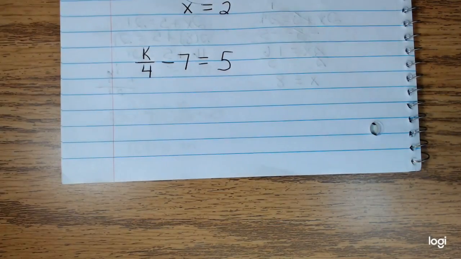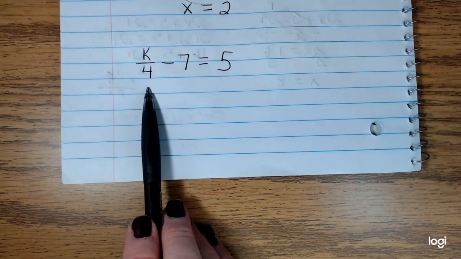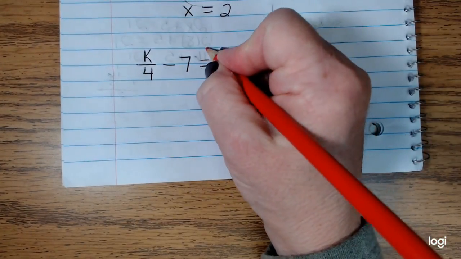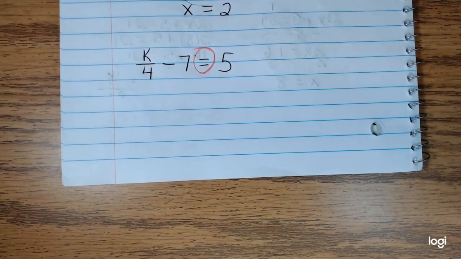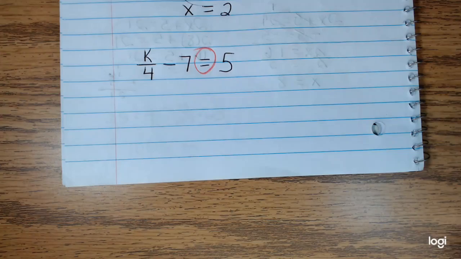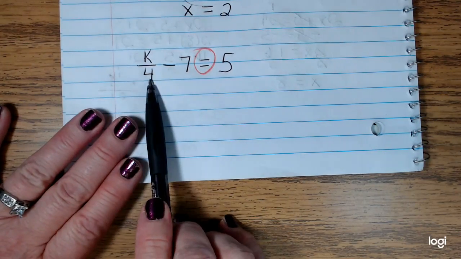All right, so let's do another equation where we have a division problem here with our variable. Okay, once again, what do we have to do? We have to find our balance. We notice that the variable is the letter k. It is not by itself on this side of my balance, and so that means I need to get rid of the 4 and the 7.